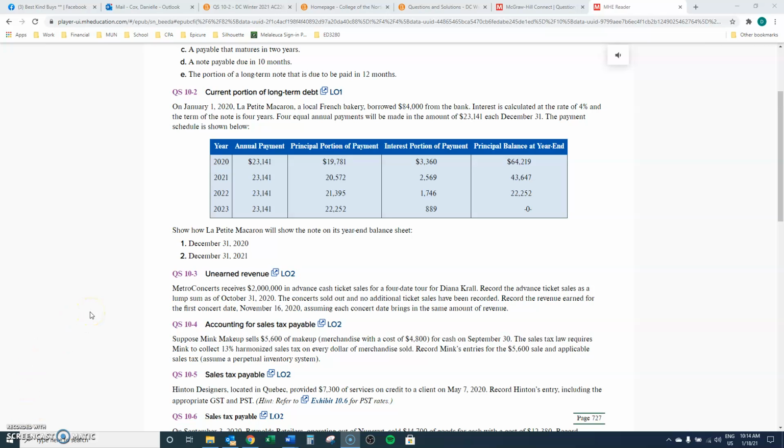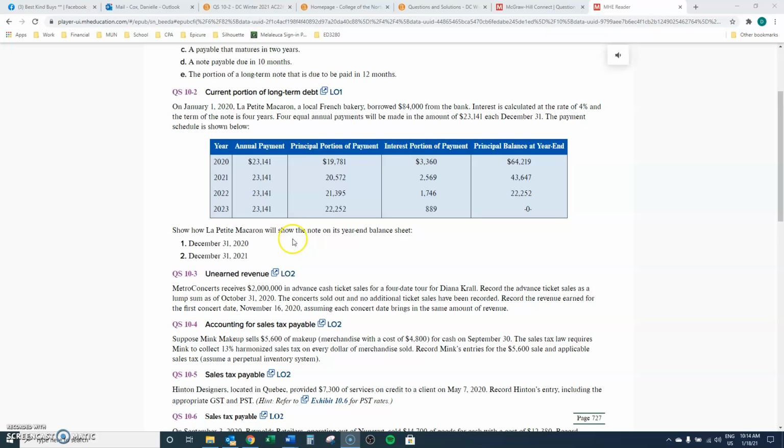Hi everyone, I had a question on Quick Study 10-2. January 1st, 2020, the bakery borrowed $84,000 from the bank. Interest is calculated at the rate of 4% and the term of the note is 4 years. 4 equal annual payments will be made in the amount of $23,141 each December 31st. The payment schedule is shown below.